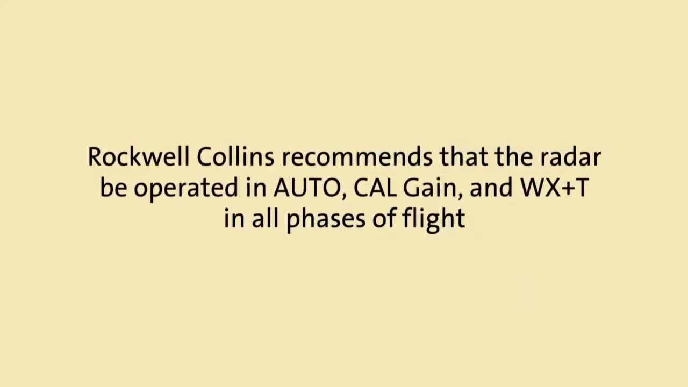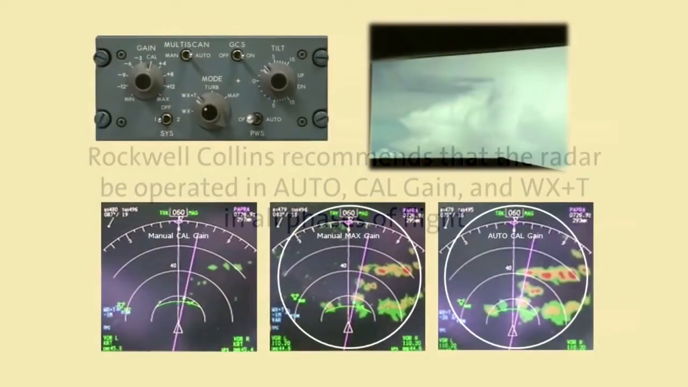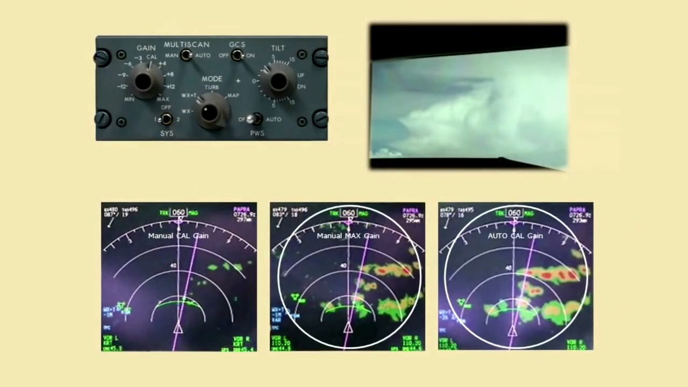Rockwell Collins recommends that the radar be operated in auto, cal gain, and WX plus T in all phases of flight. The one exception is that at top of descent, it is recommended that manual momentarily be selected to examine weather along the descent flight path.